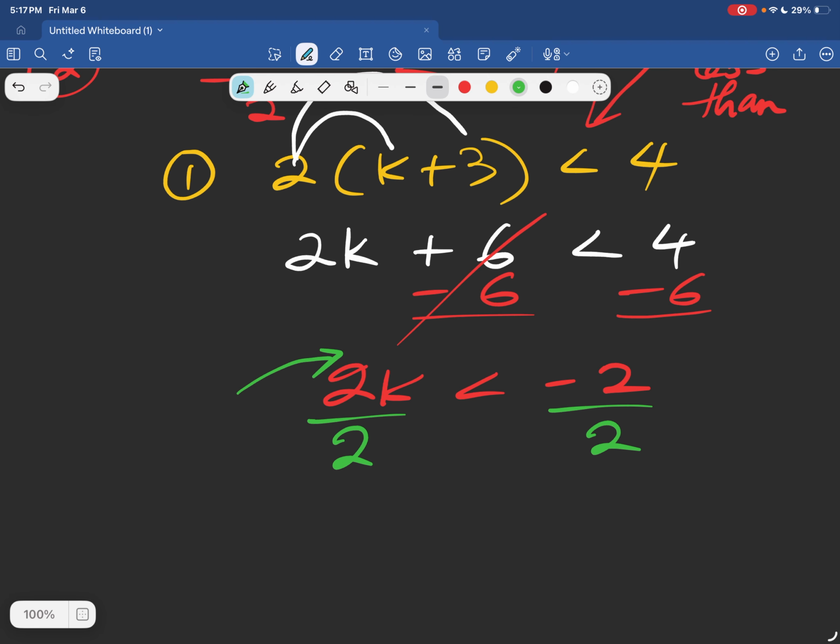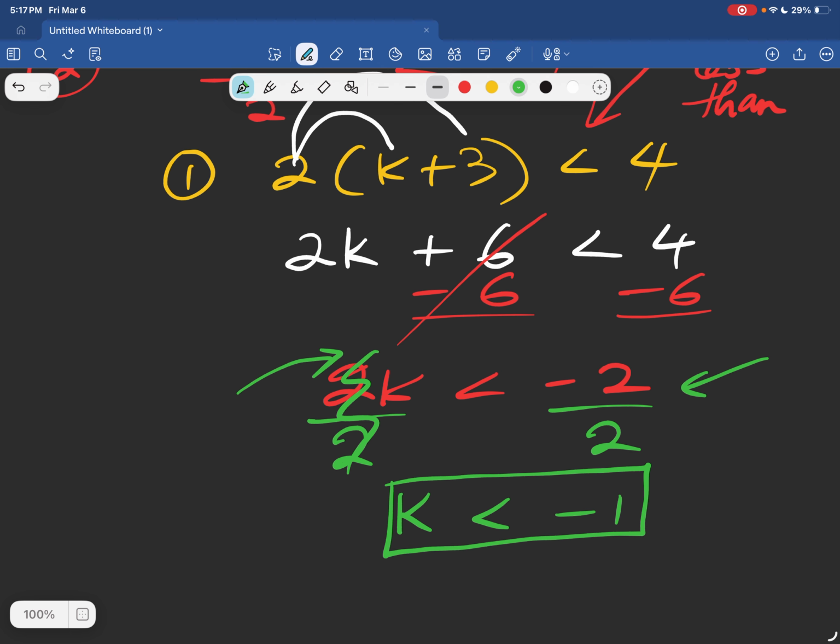Divide by 2. When you divide 2 by 2 here, it cancels out to 1, which is 1k, which we can simply write as k, which must be understood as 1k. And we are going to get less than, and what do we do when we do negative 2 divided by 2? We end up with negative 1. So the answer is k is less than negative 1. That is how you do that one. Let's go on to the second one.